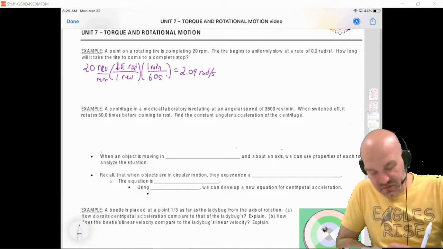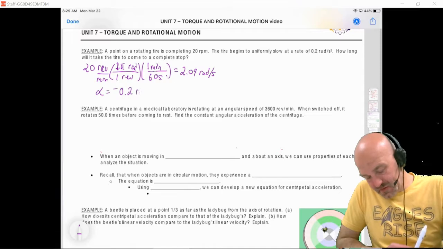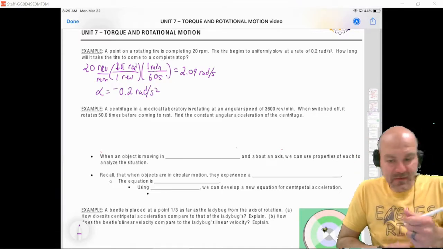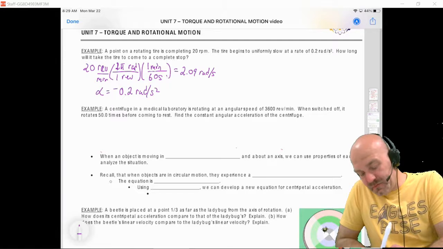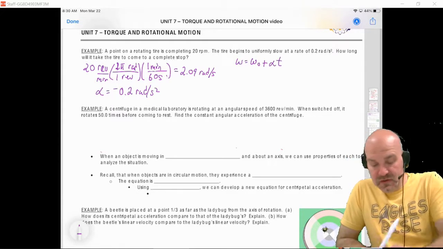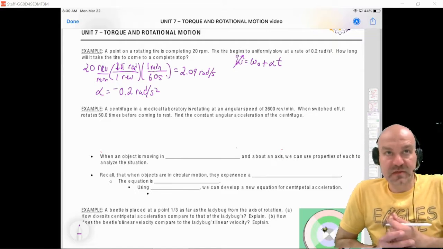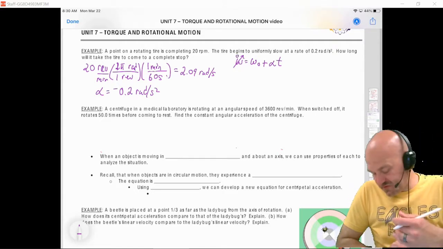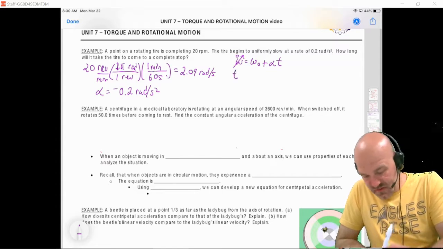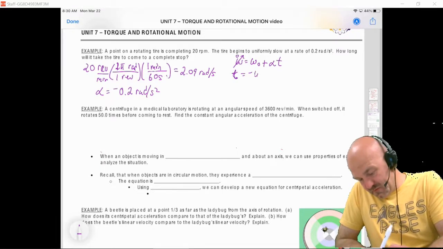We don't have to do anything to the angular acceleration except put a negative sign in front of it, because it tells us that it is slowing. Since we're looking for a time, we're going to use omega equals omega 0 plus alpha t. Our final angular velocity will be 0 because we're slowing to a stop. And so we're just going to solve this for t. So t equals negative omega 0 over alpha.